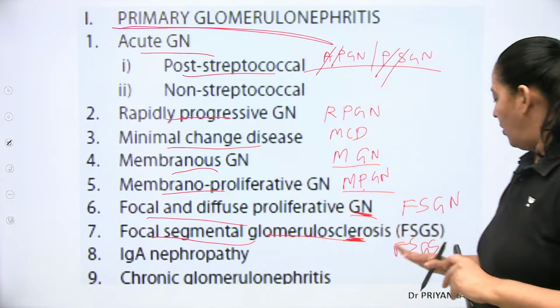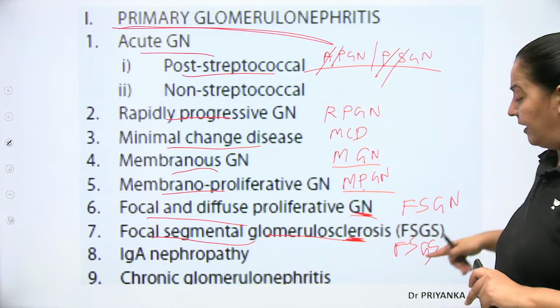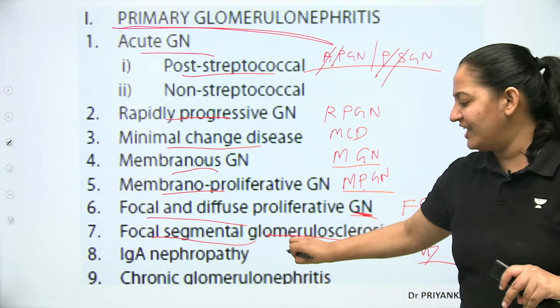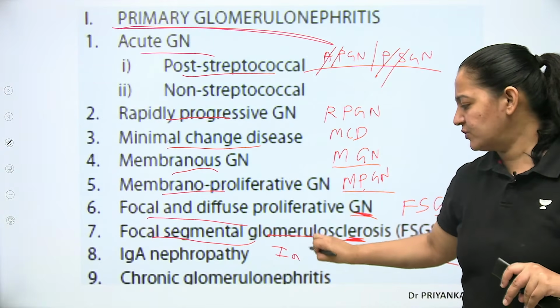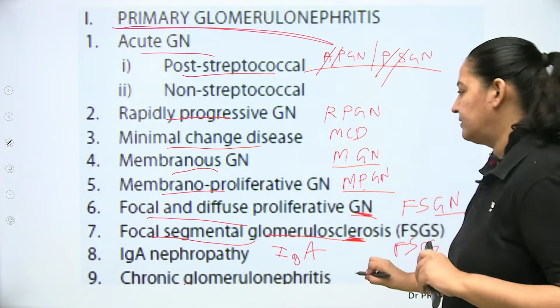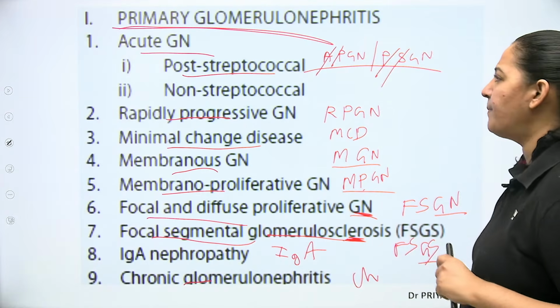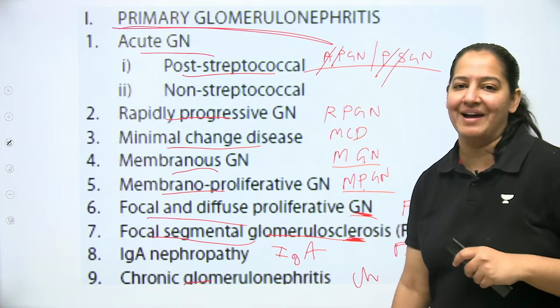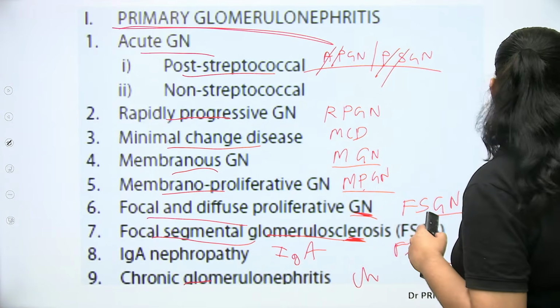Don't worry. So after these two, focal segmental glomerulonephritis and glomerulosclerosis, the next one is IgA nephropathy, the Berger's disease. And the last one is chronic. You got my point? So count, they are 9 in number. I am going to teach you all 9 one by one. These all are primary glomerulonephritis, right?